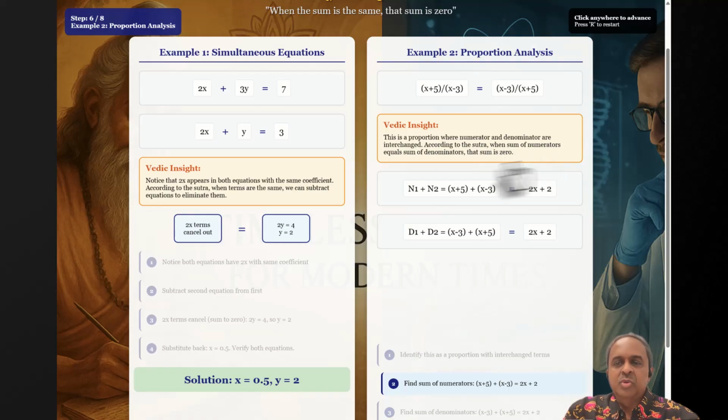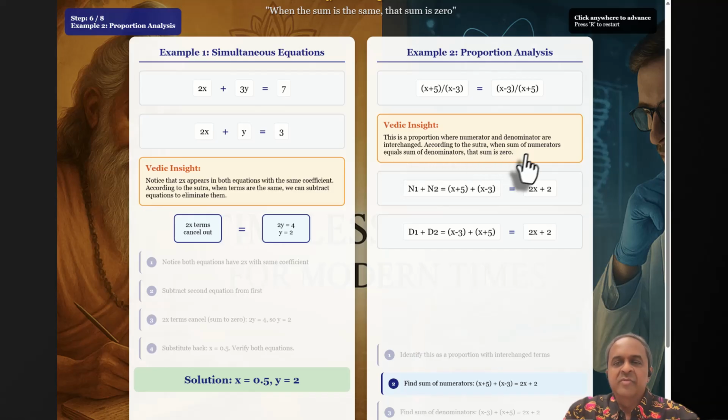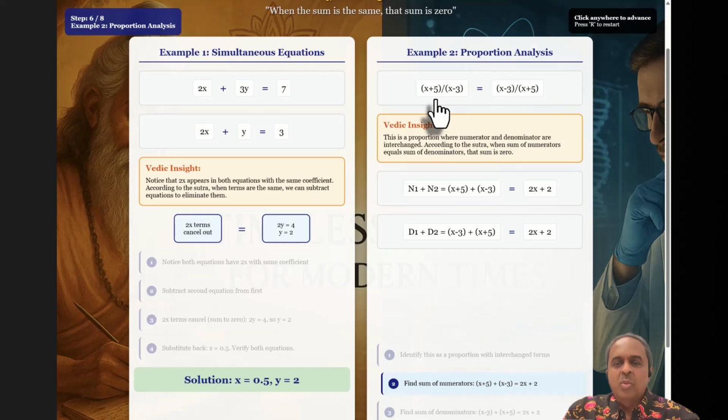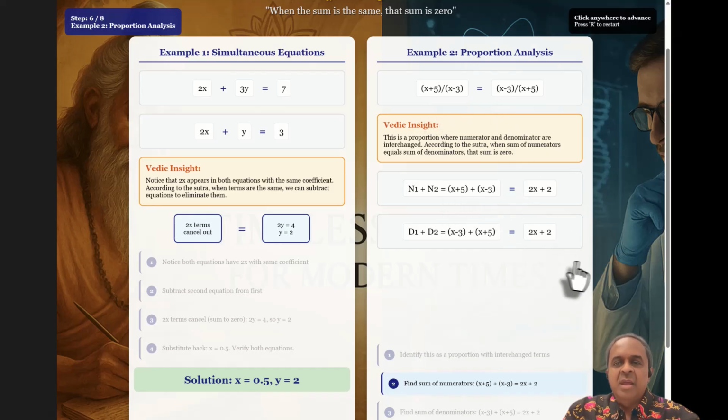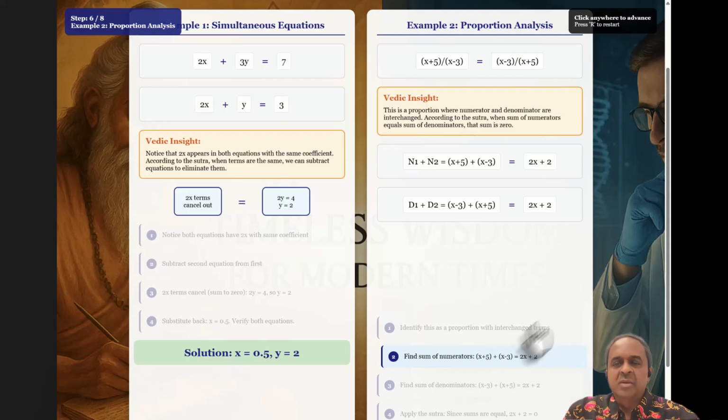According to the sutra, when the sum of the numerators equals the sum of the denominators, that sum is zero. Take a minute to digest. When the sum of the numerators equals the sum of the denominators, that sum is zero. So numerator 1 plus numerator 2, that is x plus 5 and x minus 3, that's 2x plus 2.